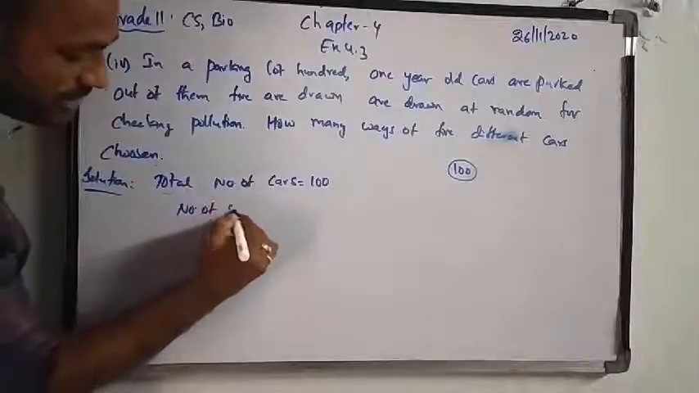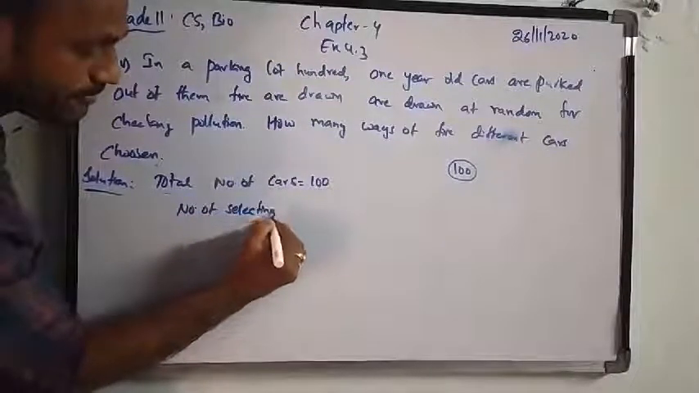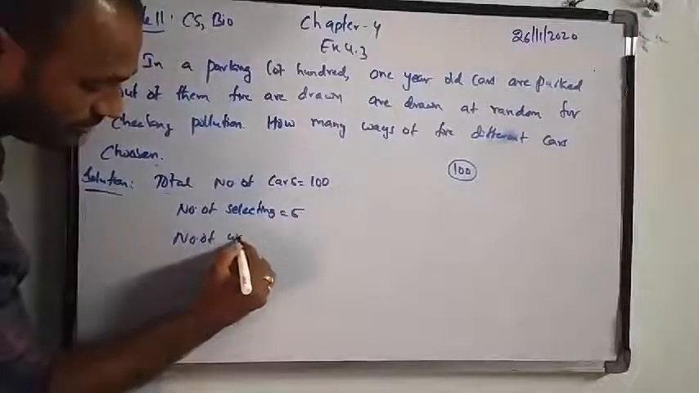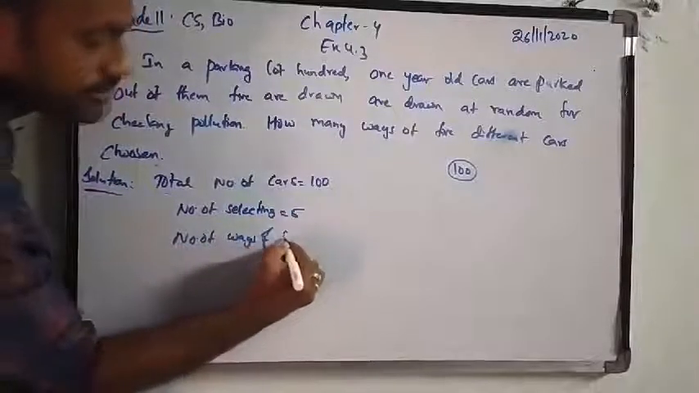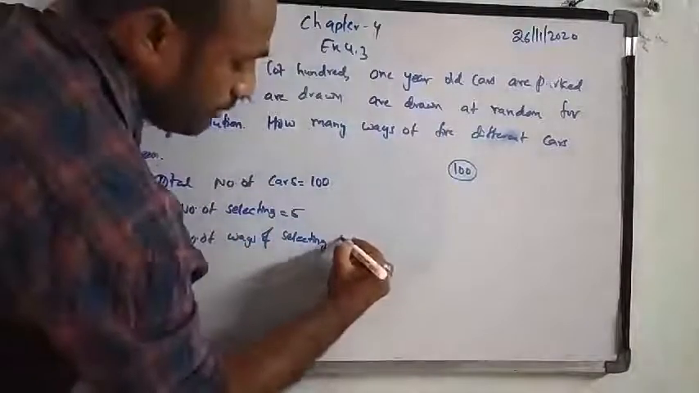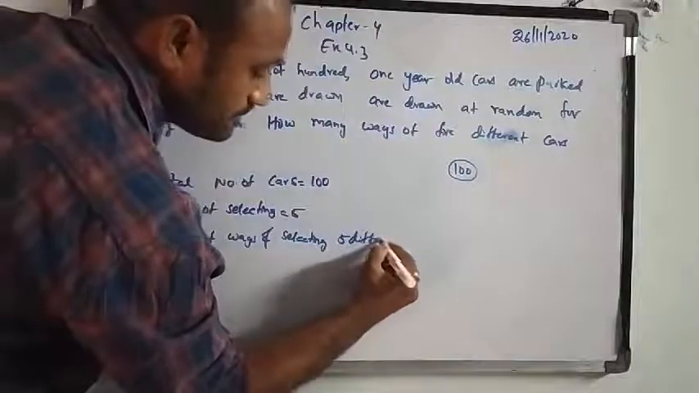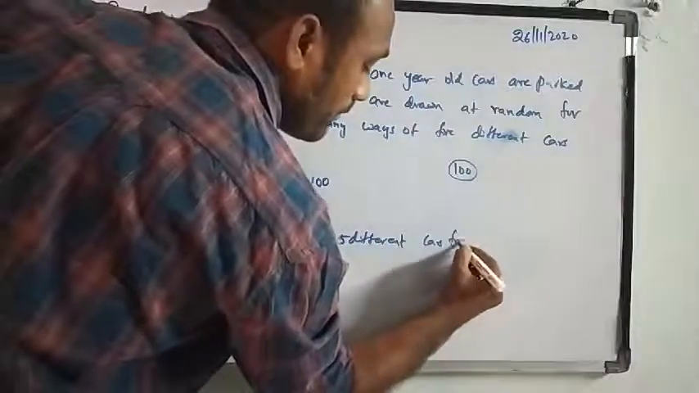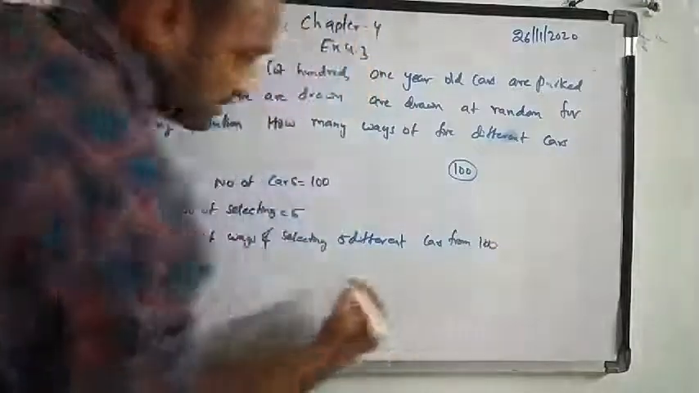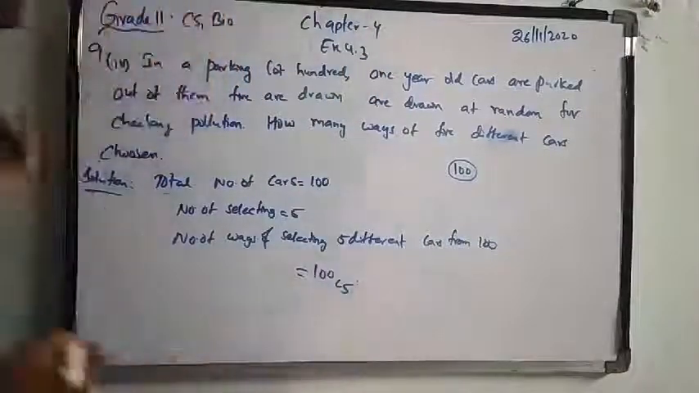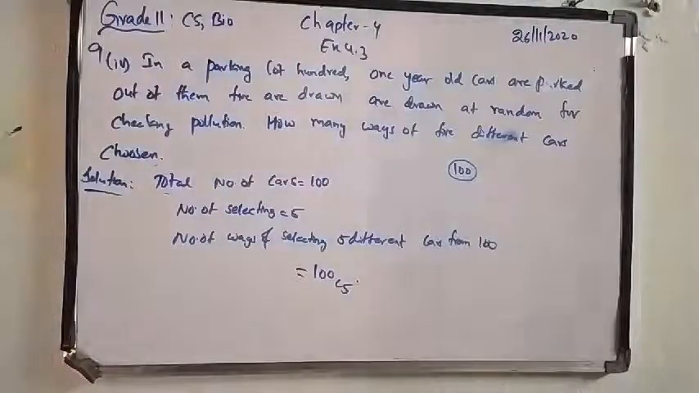So number of selecting 5 cars, we need to select 5 cars. So number of ways of selecting 5 different cars from 100 is given as 100C5 ways.